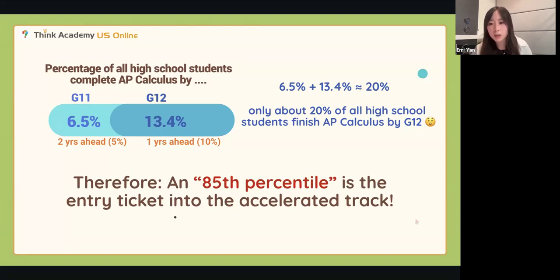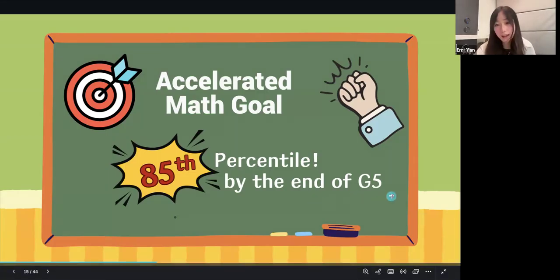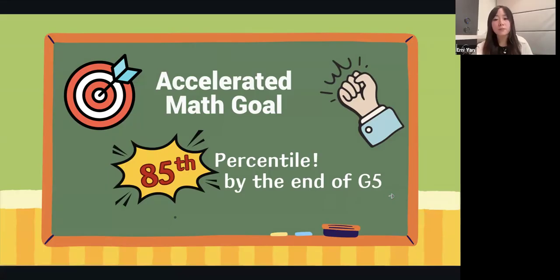85th is my magic number here. All right, so one more time. Parents, if you're thinking about your kids getting to the accelerated math track, what is our goal? Our goal is to reach the 85th percentile. And that sounds pretty scary, right? But you don't need to worry about it for now, because your kid is going to reach this 85th percentile by the end of grade 5. So it's not right now, it's by the end of grade 5.